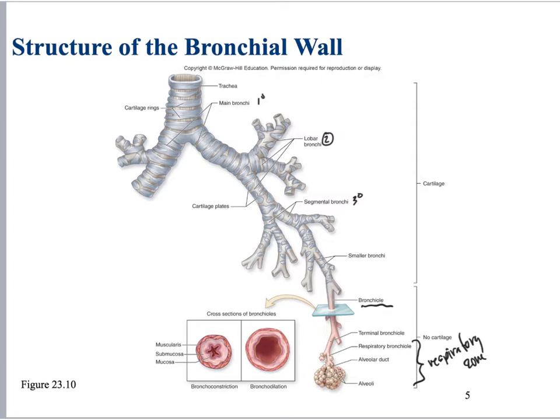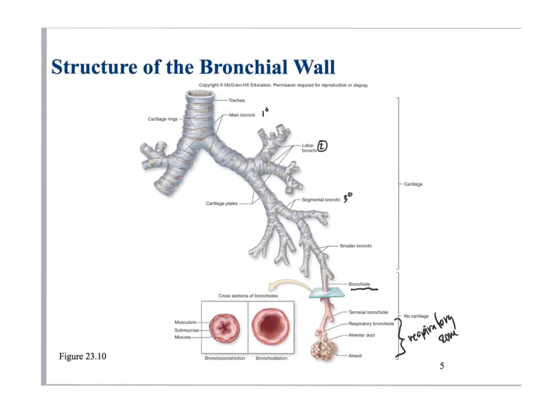What you also notice on the right, it says cartilage versus no cartilage. As you move down these bronchi, the presence of cartilage gets less and less evident. Eventually, you get down to the alveolar duct or the alveolus. There are no cartilages because we don't want anything to impede our process of gas exchange. And that's what the cartilage in that area would do.